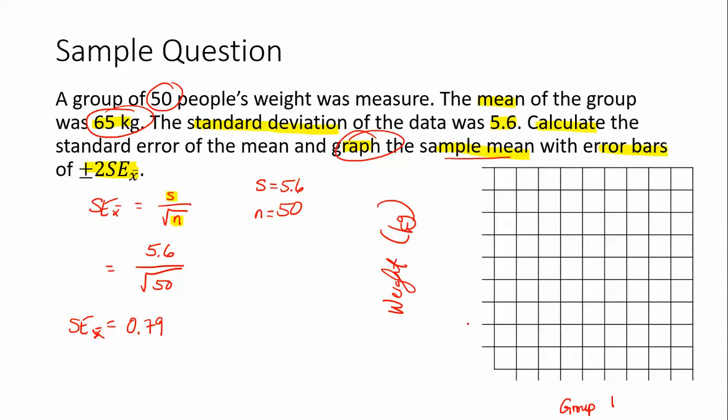Then I'm going to go ahead and see if I go up by each demarcation being 10 kilograms. That seems to fit the data pretty well because my largest value I'm going to have to graph is 65 plus 2 times the standard error. So I'm going to graph my 65. So let's say that's about here.